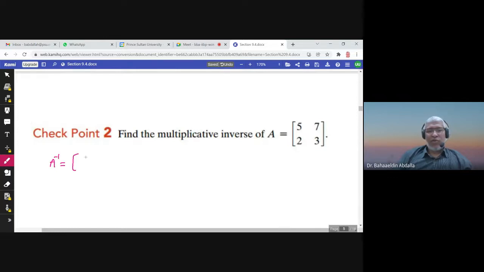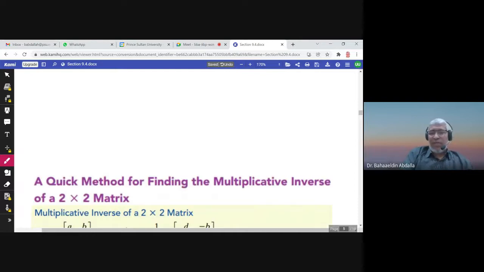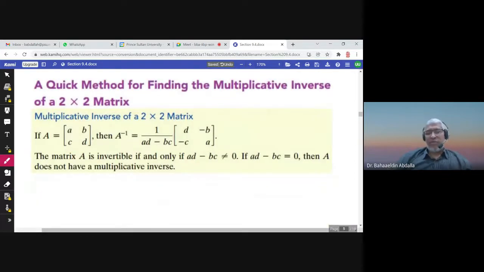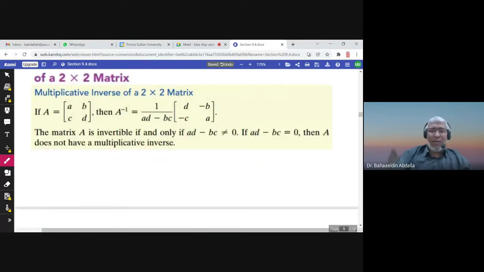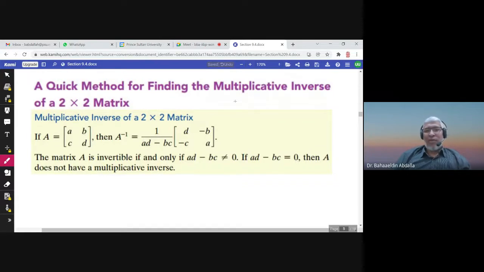Call A inverse X, Y, Z, W, or A, B, C, D as you wish, and use the definition of the inverse of A. A times A inverse is I, to find X, Y, Z, and W. But isn't this method not a quick method? Okay, it takes some time. And what to do if we have 3 by 3, more than 2 by 2? We will see that. But let us concentrate now on the multiplicative inverse of a 2 by 2 matrix.